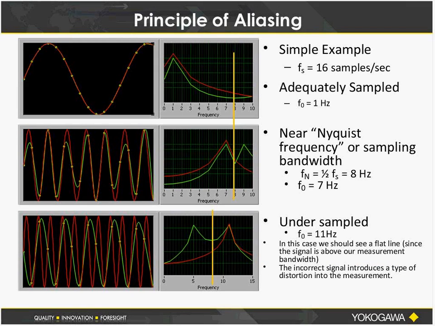What happens if we violate that principle, that 2 times oversampling principle? Let's take a look here in the diagrams. I have a time domain representation and then a frequency domain representation of, again, the red original trace and the green sample. Now in this case, we're actually going to hold our sample rate constant, and I'm going to gradually increase the frequency of the original signal.